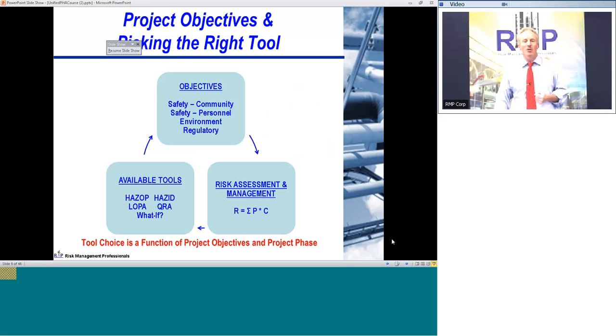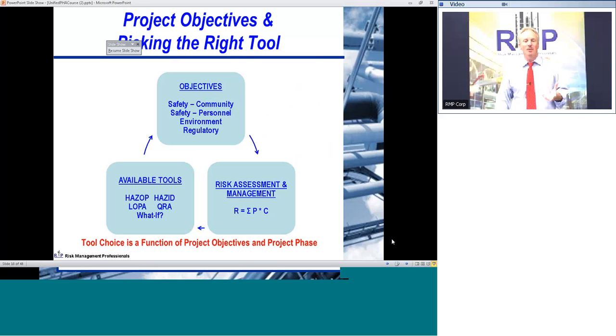The key thing when you're looking at a project is picking the right tool. Usually you start with objectives. What are you trying to do? You're trying to optimize your design to control safety for the community and personnel, also minimize any impacts on the environment, and also in many cases address regulatory issues. Those objectives feed into what kind of tools you use, how you approach it, and what your risk thresholds are as part of an overall envelope of risk assessment and management. When you identify what you're shooting for, it can help you identify what tools are needed to get to that information as quickly as possible.